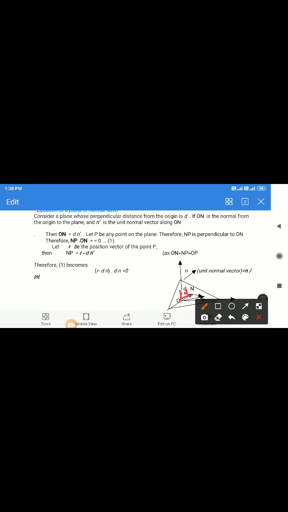And ON is normal to the plane from origin. Here is ON. This is normal from origin to plane. Now we consider a point P on the plane for finding the equation whose coordinates will be considered as x, y, z. These will be the coordinates of point P.